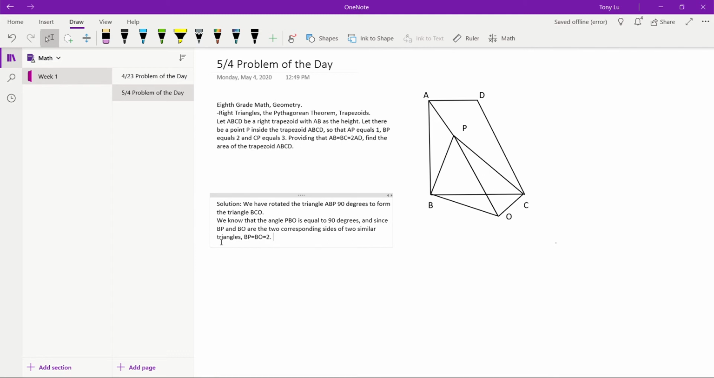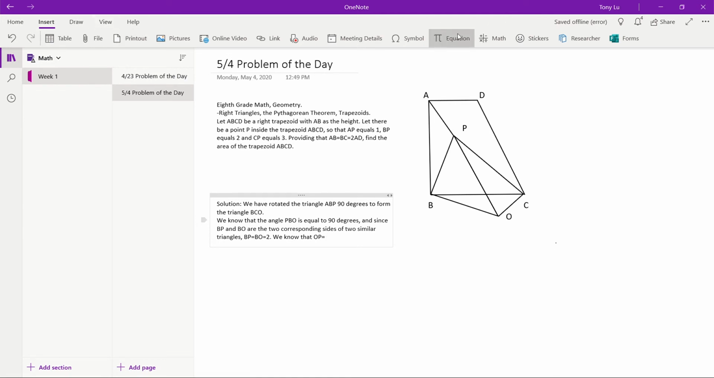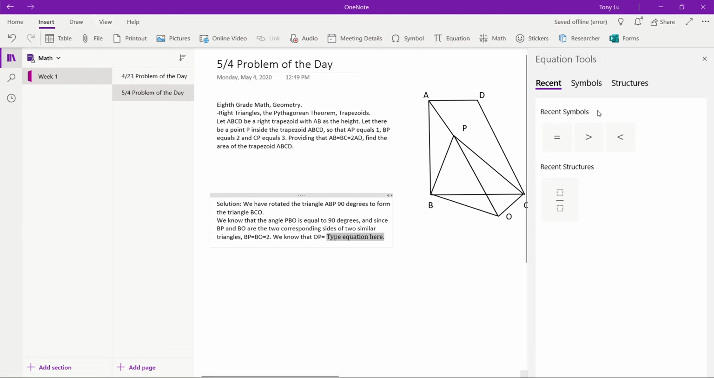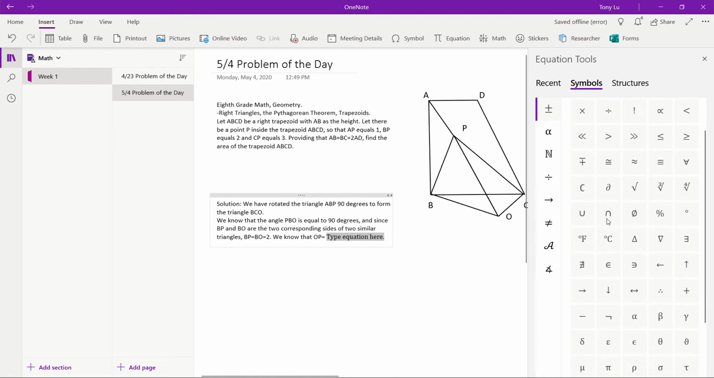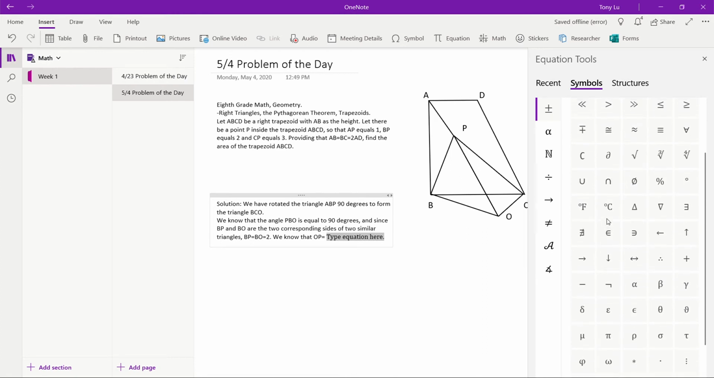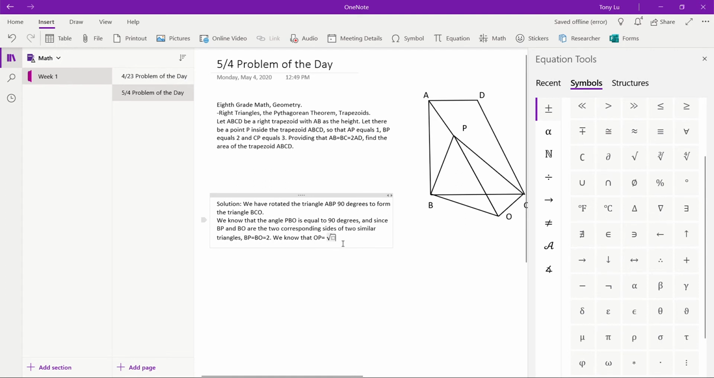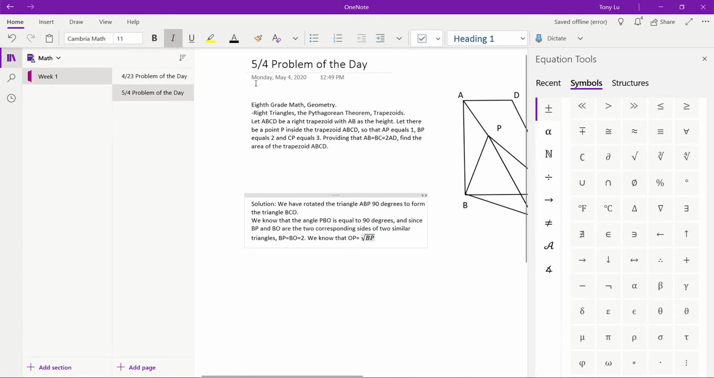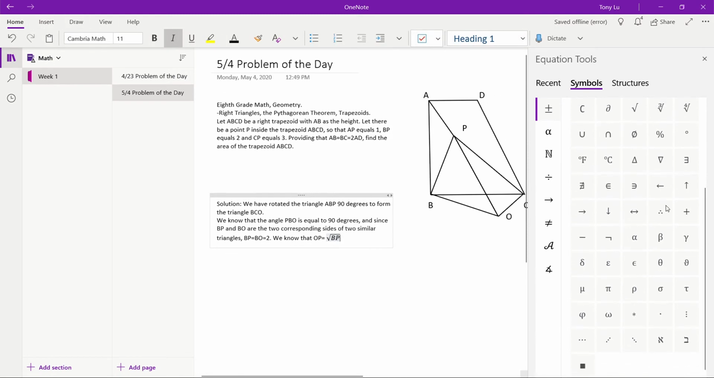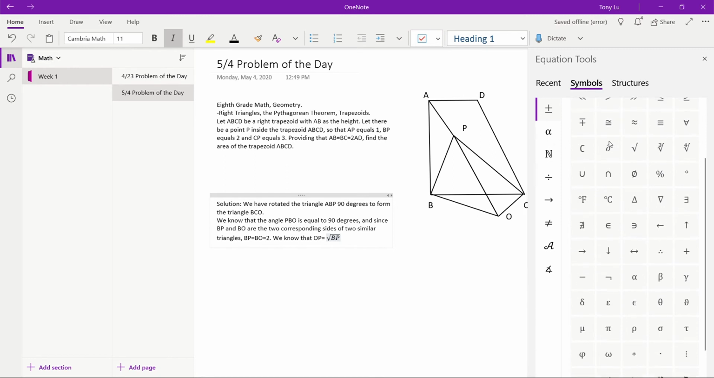And we can apply the Pythagorean theorem here to figure out the length of OP. So we know that OP equals the square root of BP squared.